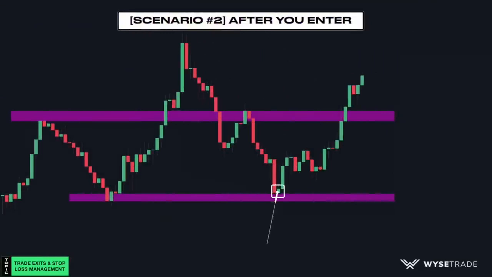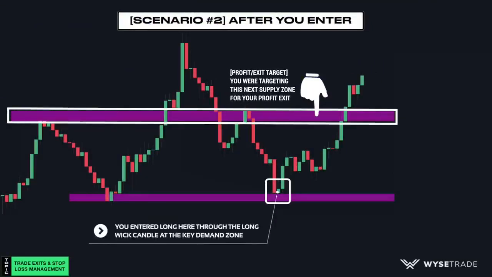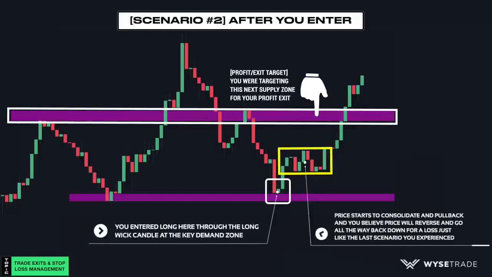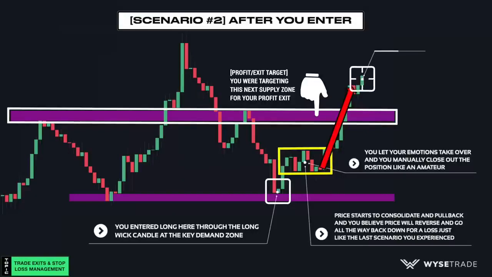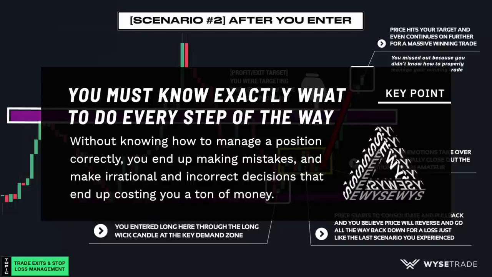Scenario number 2. You enter on this long trade setup here and are targeting this next supply zone here. Price starts to pull back and you think it will come all the way back down. So you let your emotions take over and you manually close out the position. Then what happens? Price takes off upwards, hits your target, and even continues on further for a massive profit you missed out on. Again, not knowing how to properly manage a trade means you're at a huge disadvantage and leaving a lot of money on the table.